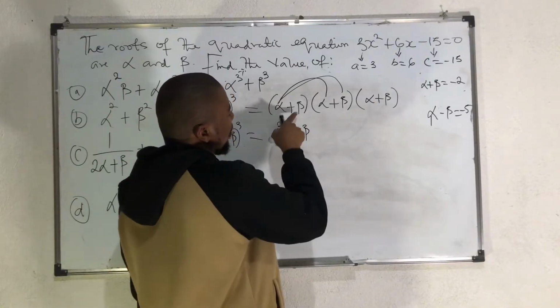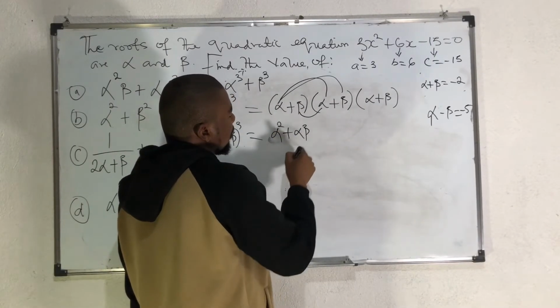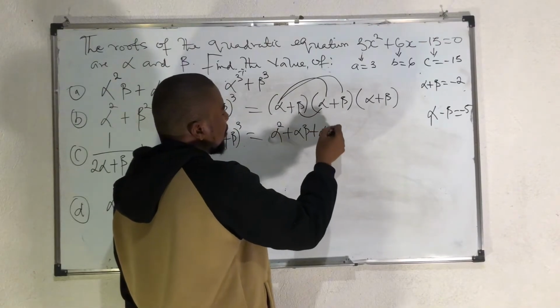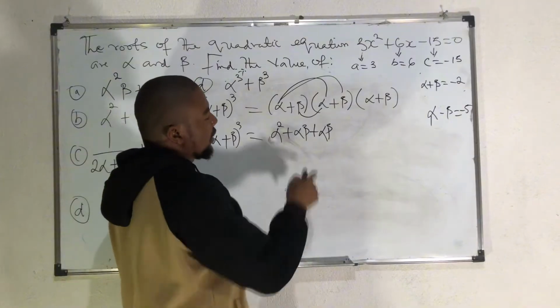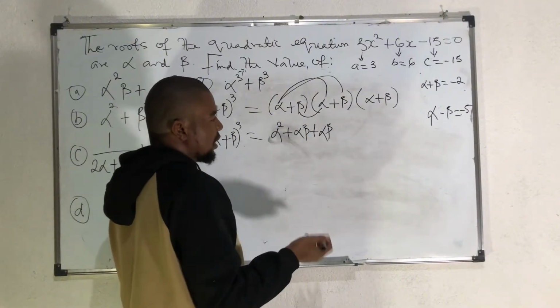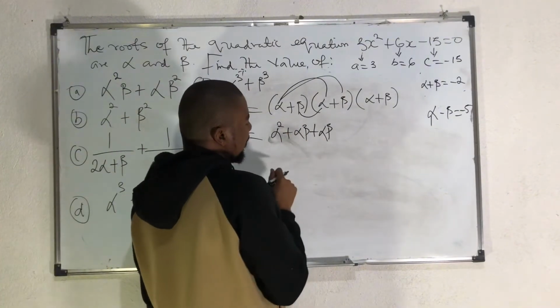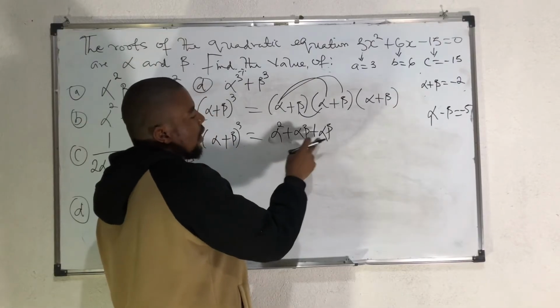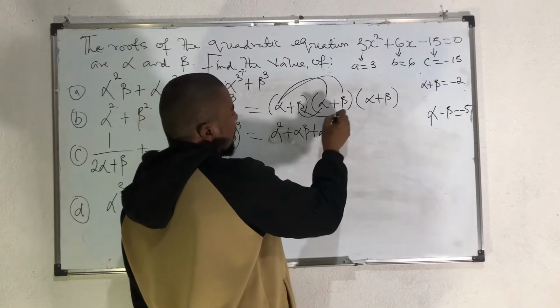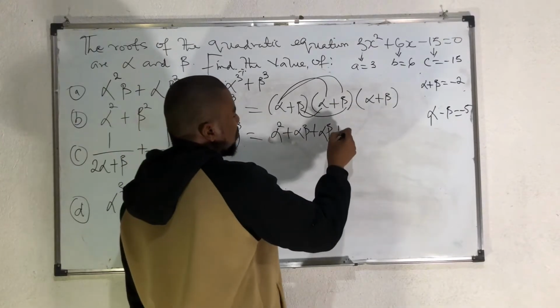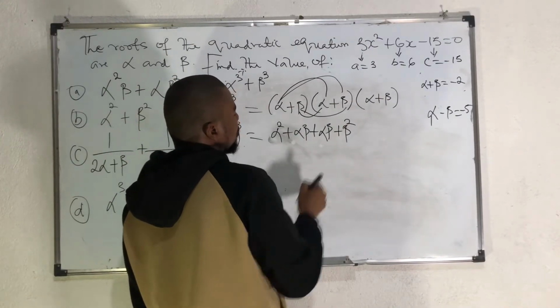Then next up, beta times alpha will give you plus alpha beta. Remember, our multiplication is commutative. Whether it's beta alpha or alpha beta, you still get the same value. But for simplicity's sake, here we have alpha beta and alpha beta, so let's also use alpha beta. And lastly, beta times beta will give you plus beta squared.